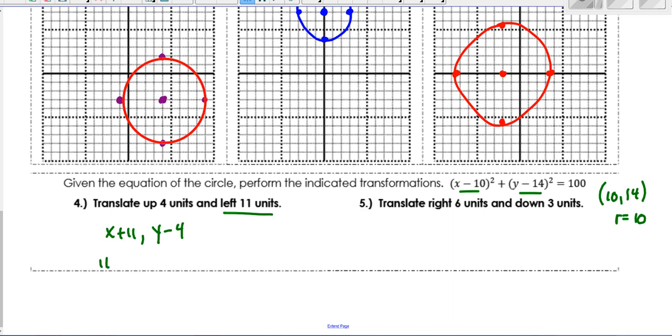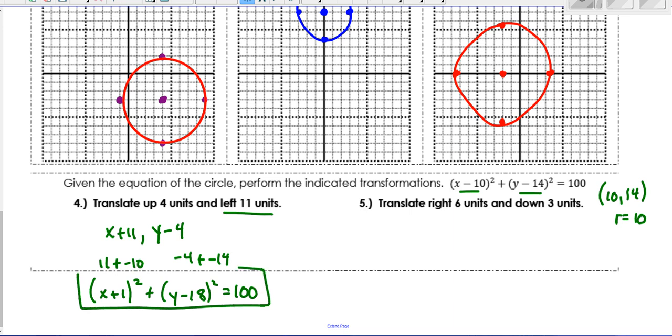So 11 plus negative 10 means that I have x plus 1 squared plus y. And if I look at I have minus 14, so I have minus 4 and plus negative 14, which gives me negative 18 squared. And then my radius, my r squared has to stay the same, otherwise I've changed my circle. Translating just means that it's getting shifted left or right or up or down, but it's not changing in size. So this would be my new function, and that would be translated up 4, left 11.